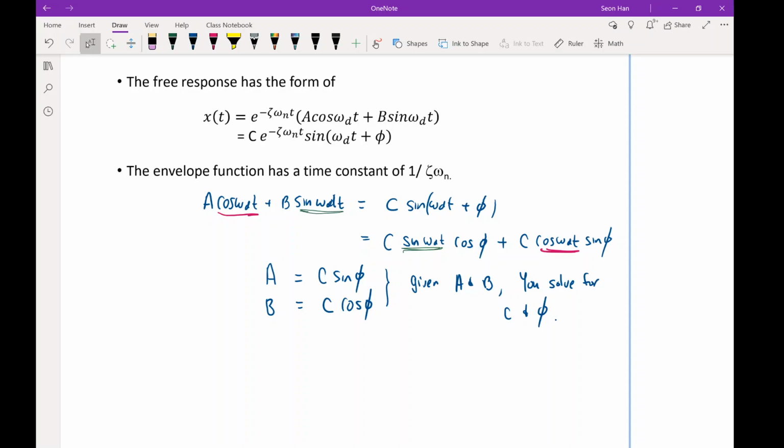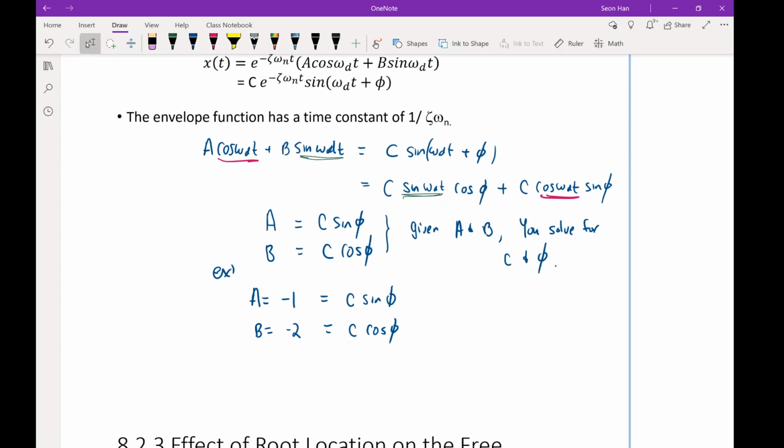So should I really do one? Yeah, why not. Let's say I give you phi in the third quadrant. If it's third quadrant, all students take calculus, so both should be negative. Let's say A is -1 and B is -2, and I ask you to find C and phi. This is an example, and I made up those numbers. So -1 equals C times sine phi, and -2 equals C times cosine phi.